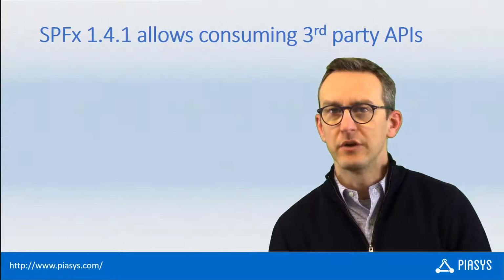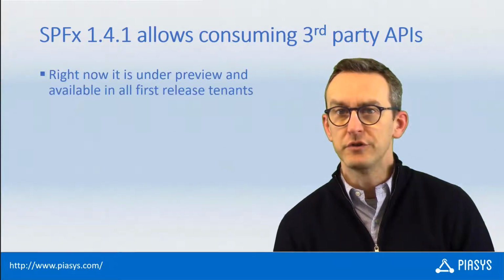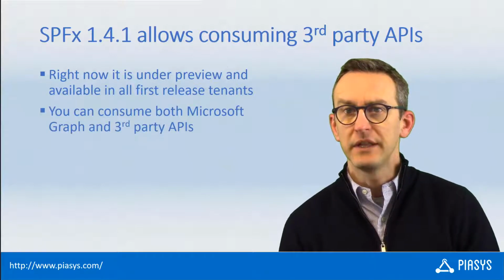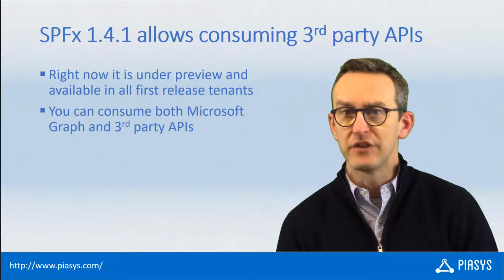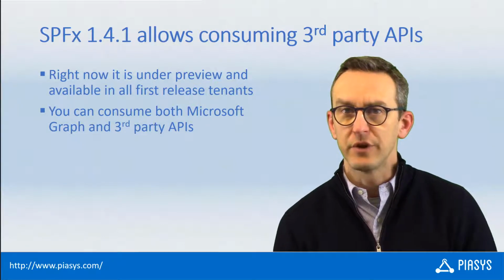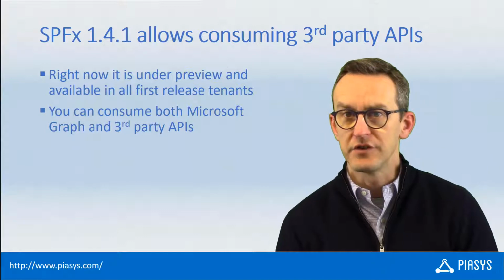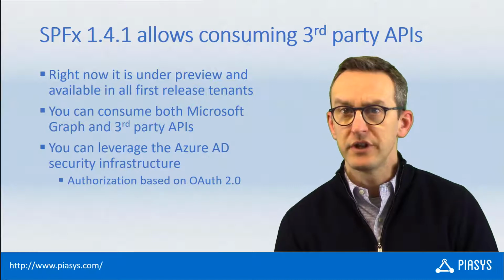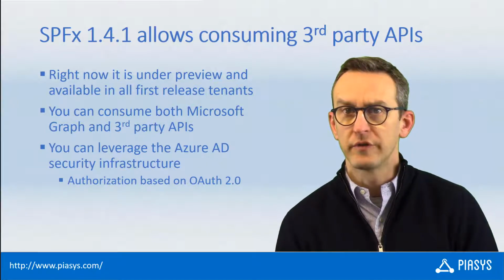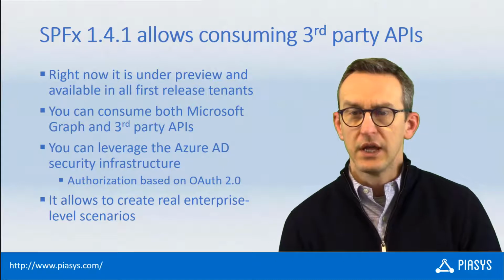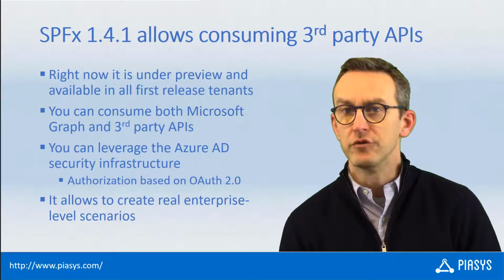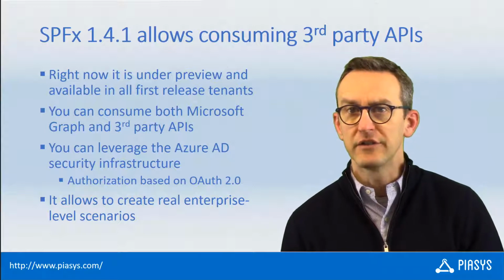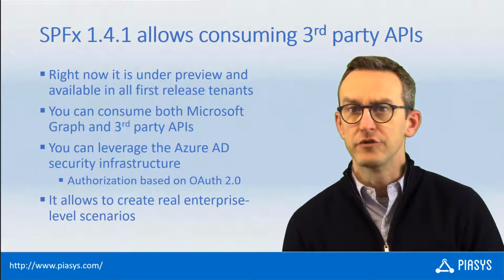Today I want to talk with you about a fresh new capability introduced under preview in the SharePoint Framework version 1.4.1. It is the capability that allows you to consume the Microsoft Graph as well as any third-party APIs within SharePoint Framework client-side web parts or extensions. It uses Azure AD for authentication and authorization, especially using the open authorization protocol provided and supported by Azure AD. It can be used to create real business-level solutions which can rely on external services in order to improve the functionalities and the capabilities of the SharePoint Framework solution that you build.